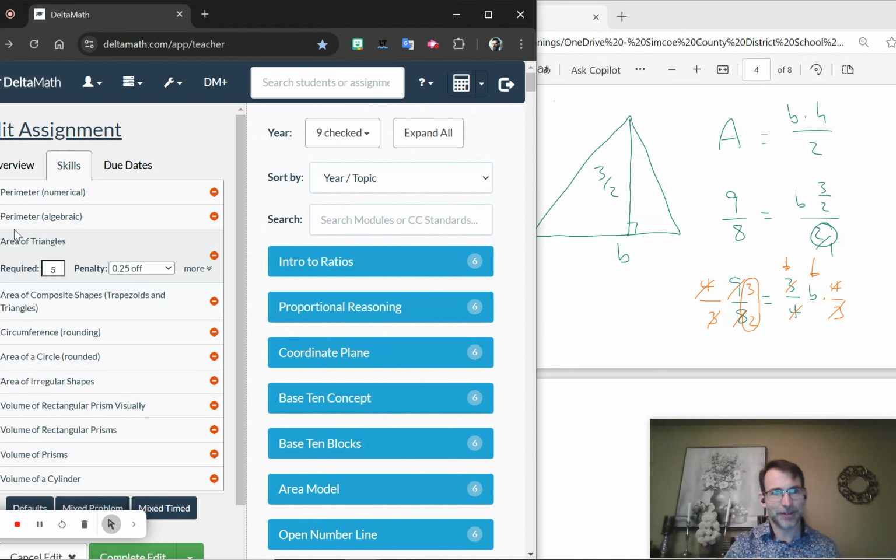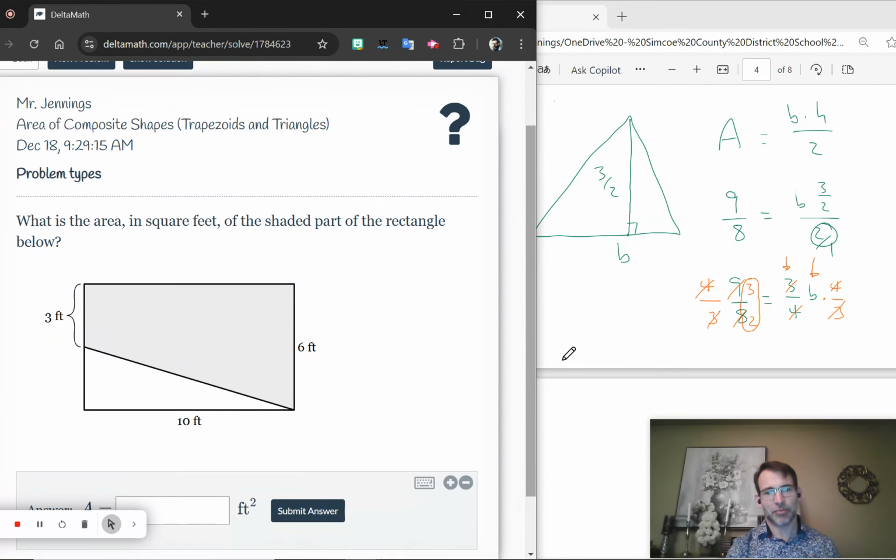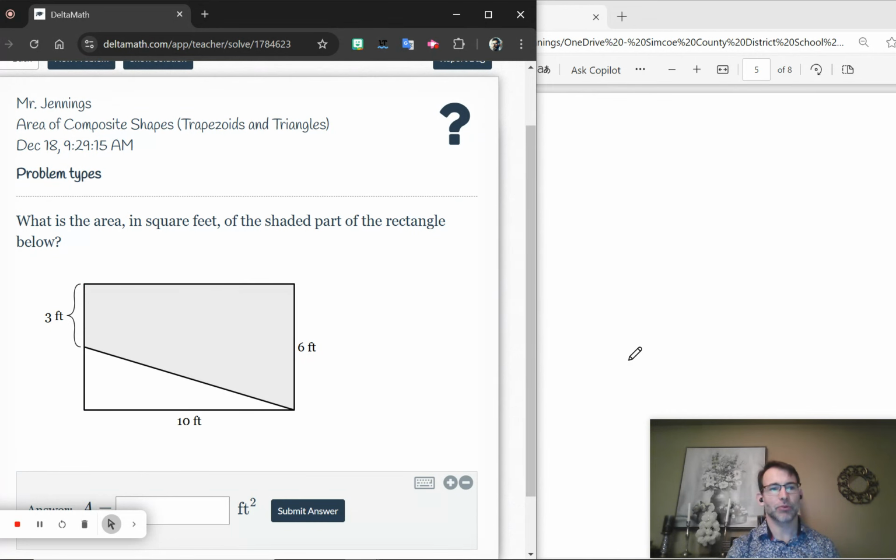Okay, let's go. Now we got some composite shapes. Oh, I love me some composite shapes. Okay, we want the shaded area of this rectangle.